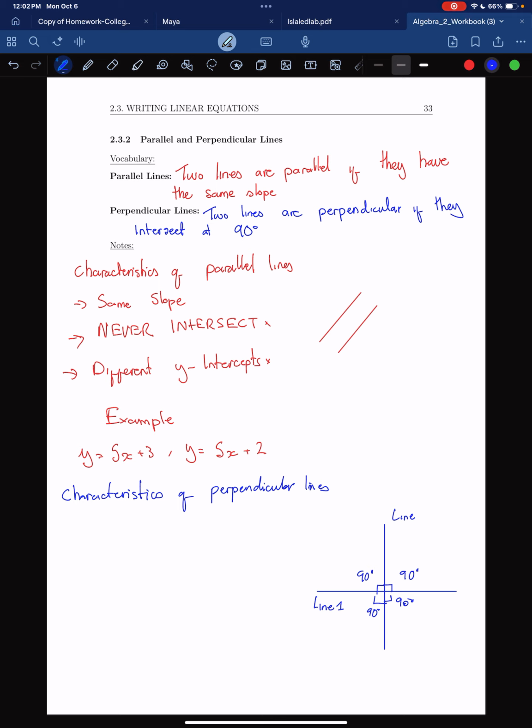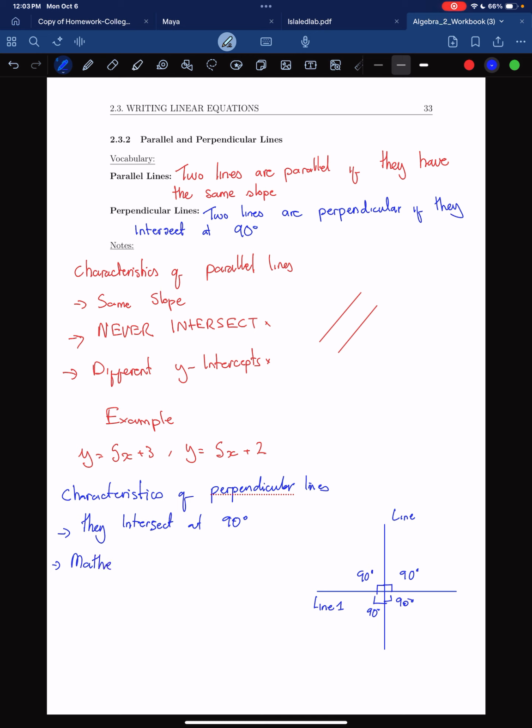All right. So a characteristic, they intersect at 90 degrees. Also, these intersect. Parallel lines never intersect. All right? So, yeah. And mathematically, what do you think this means about the slope?